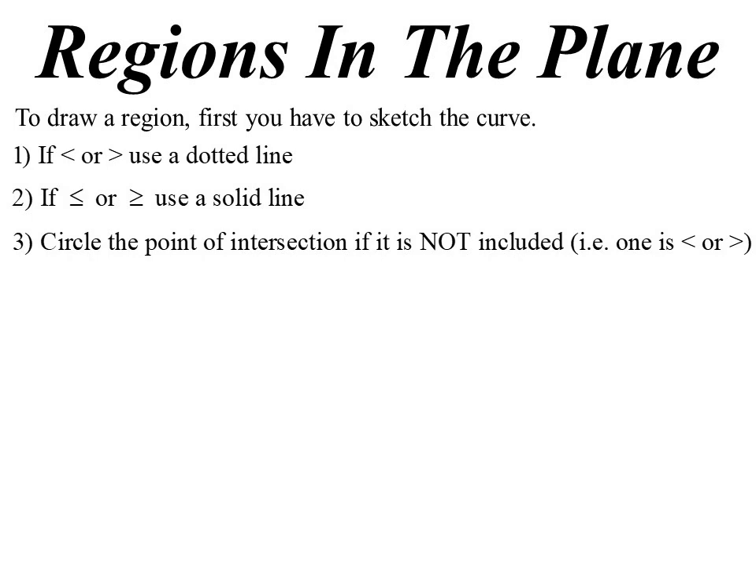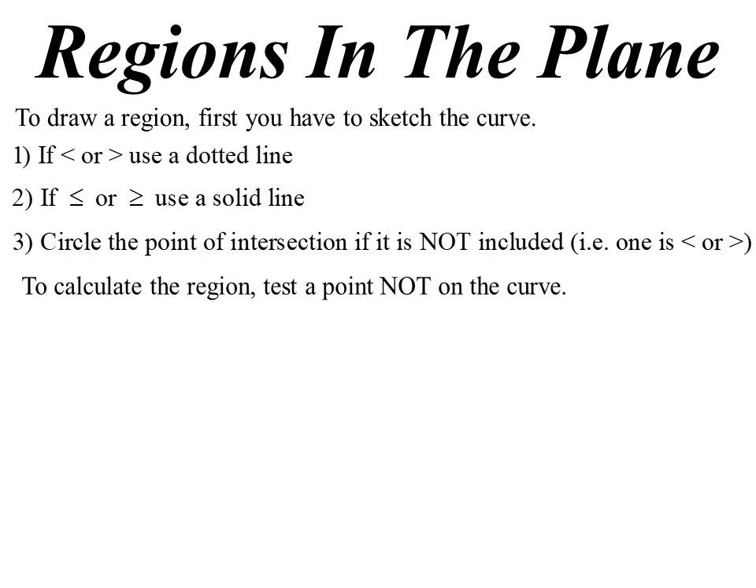When do we circle it? If one of the boundaries is dotted, then the point of intersection is not included. For it to be included, both boundaries have to be solid. So anytime it's just dotted, we would have an open circle at the point of intersection.